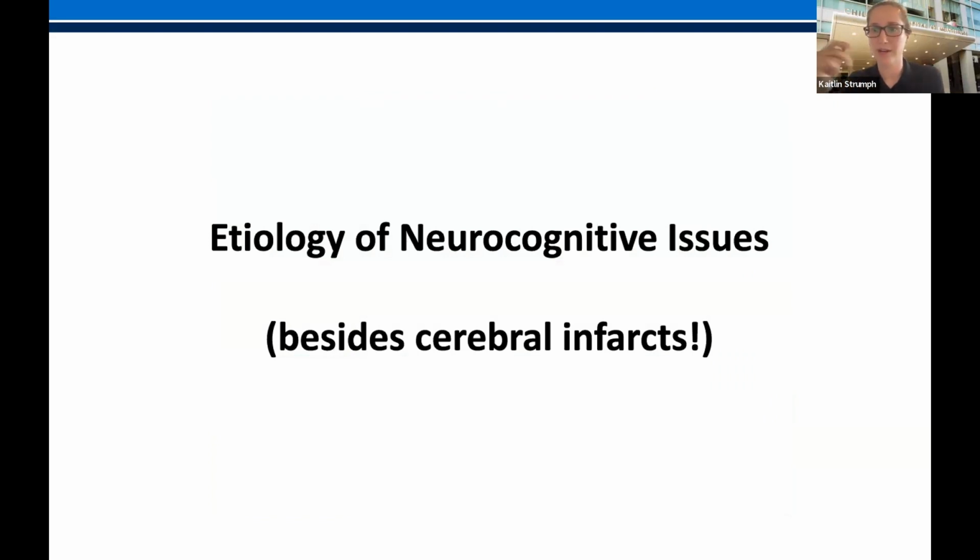All right, so now I talked a little bit about the downsides, obviously, to having neurocognitive deficits, but I'm just going to touch a little bit more on what other etiology of neurocognitive issues there may be in our patients besides cerebral infarcts.